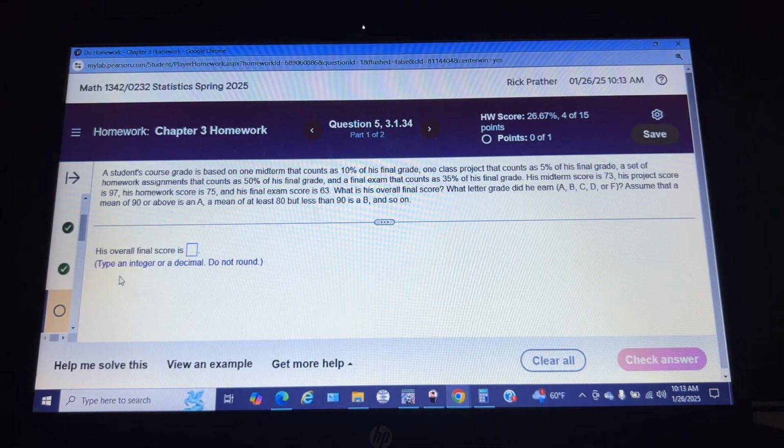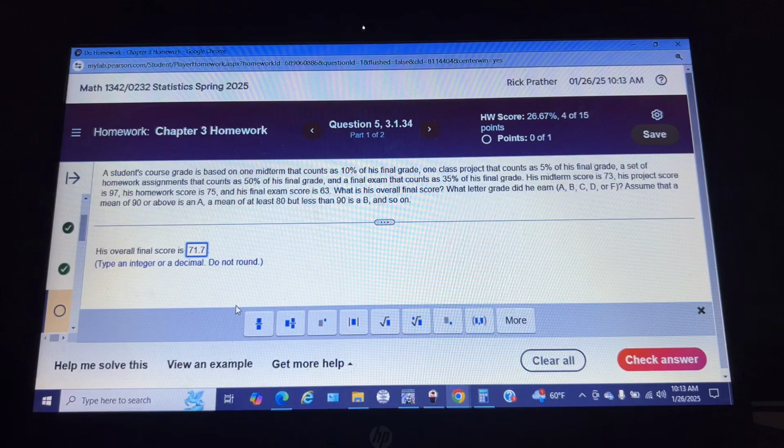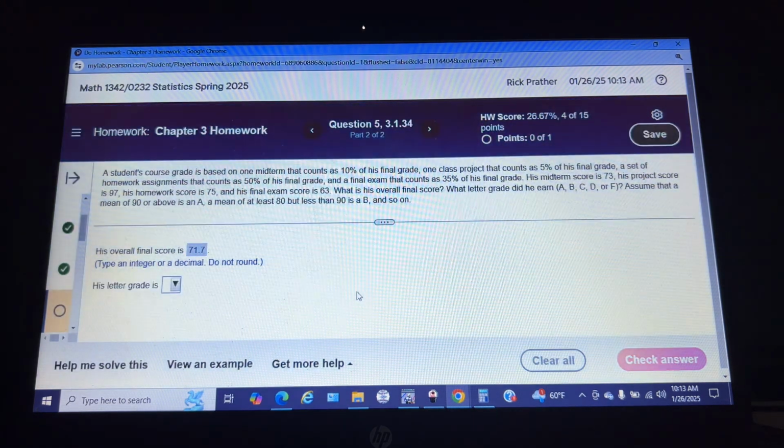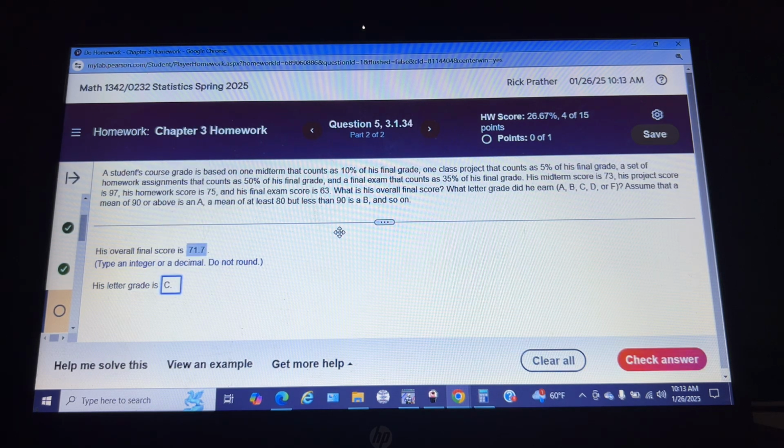71.7, type in integer or a decimal, and there's no rounding because it's exactly 71.7. When you divide by 100, it came out exactly. And that's a C grade, obviously. Most schools would call that a C. So anything in the 70s is a C. 90s are usually A's and 80s are B's. It even says that in the directions here.